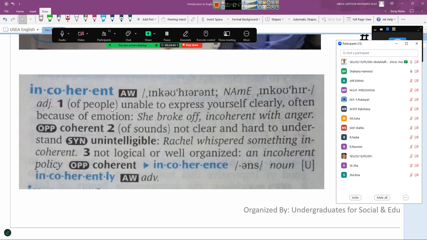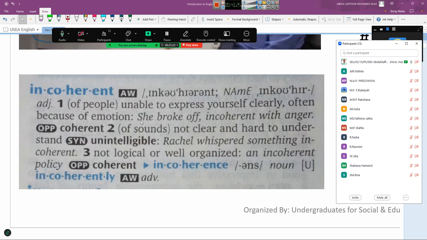One of people unable to express yourself clearly, often because of emotion. Okay. So what does it tell? They are unable to express themselves very clearly. They don't know how to express how they feel, right? For example, you are going through a struggle and you cannot explain to the other person what you are actually going through. So those kind of people are called incoherent people, right?